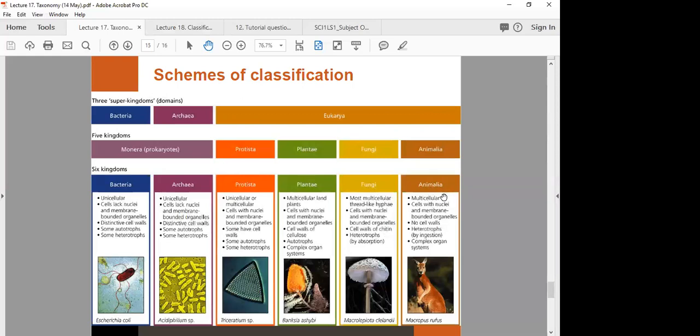Kingdom Animalia, multicellular organisms. They are eukaryotes, so they have nuclei and organelles. Their cells lack cell walls. They are all heterotrophs by ingestion, which is a bit different to the fungi, which are heterotrophs by absorption, and animals also contain complex organ systems. So I think this is a really nice summary of some of those major characteristics of each group.